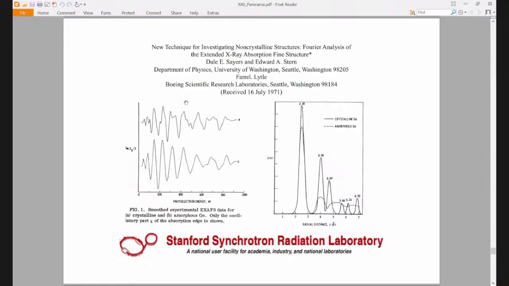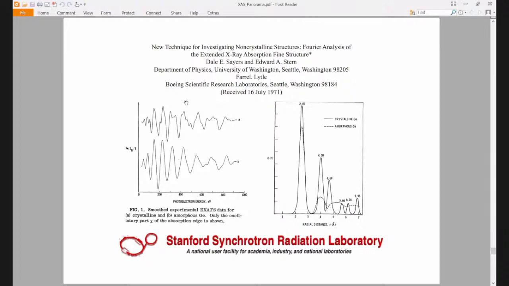Till 1971, when three people, Sayers, Stern and Lytle, came in. Stern was a professor at the University of Washington. Sayers was a student, and Lytle was working with them, but at the Boeing lab in Seattle. The thesis of Sayers was to understand the structure of amorphous germanium. Stern was quite wise in electron spectroscopy and things like that.